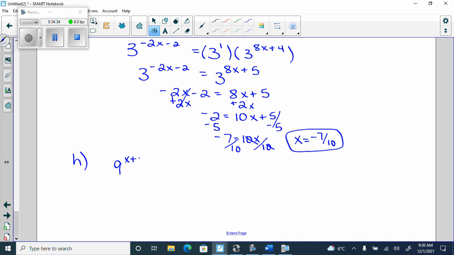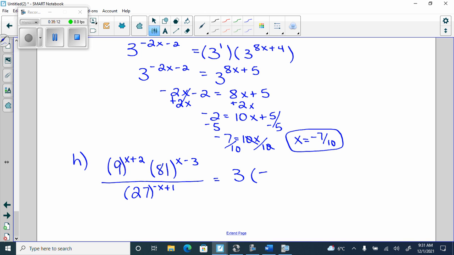9 to the x plus 2 times 81 to the x minus 3 over 27 to the negative x plus 1 equals 3, bracket, which one have I not picked that's a 3? 4,096 I think is a 3, isn't it? Is it 2? I think that's a 2. I don't know. I need a common base of 3. 169. You can always try the process. 243. 729. What?